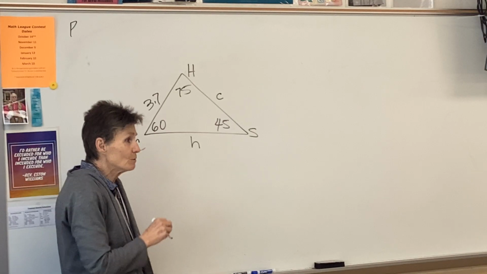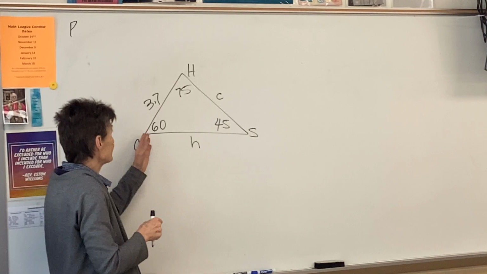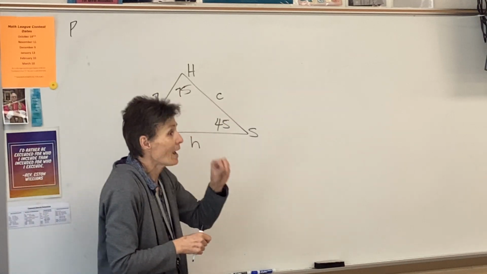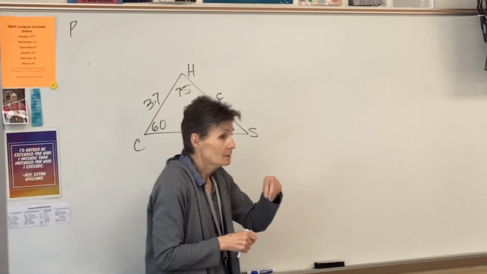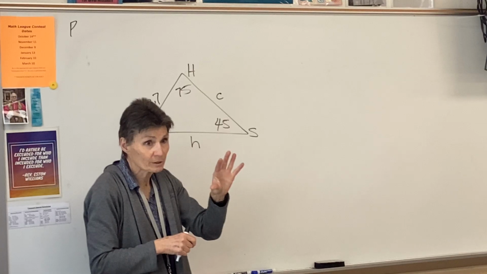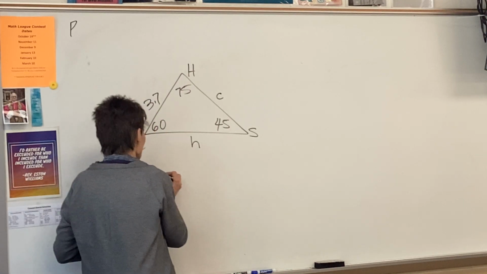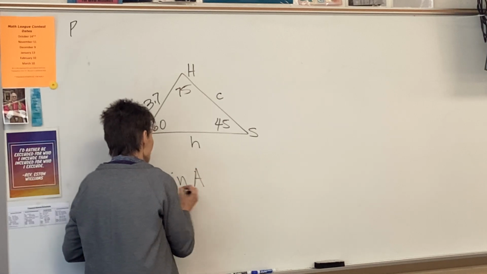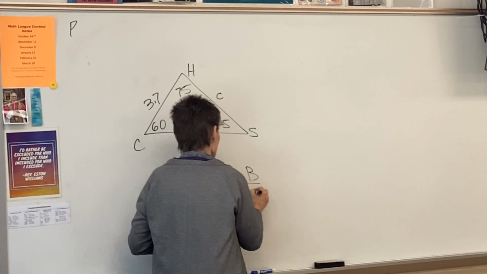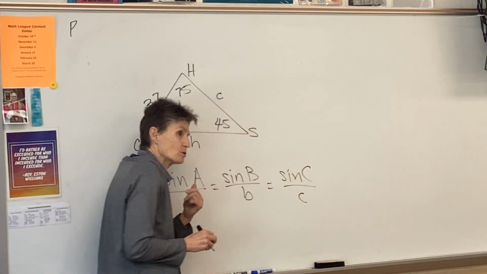You cannot use SOHCAHTOA. You can't look at this and say sine 60 equals whatever because you don't have a right triangle. So there is no hypotenuse. Got it? No SOHCAHTOA. Instead, we have something called the law of sines. And it is super easy. You do not need to worry about memorizing it. I mean, you will memorize it, but it's so easy it's not even to stress over.